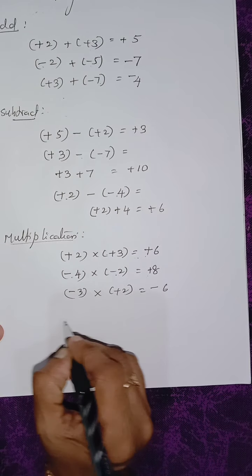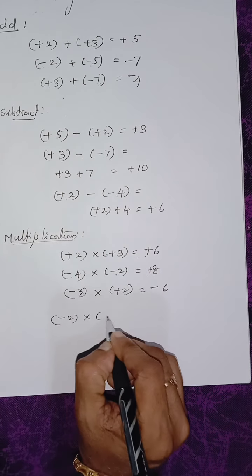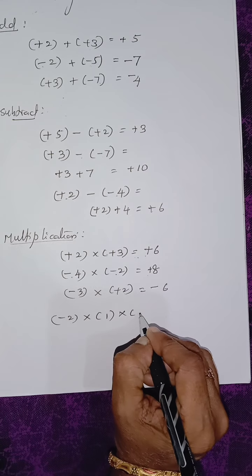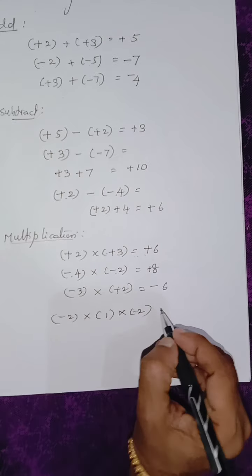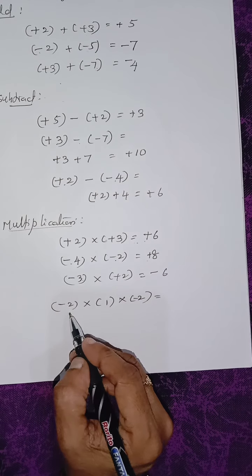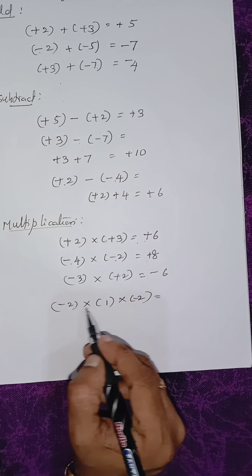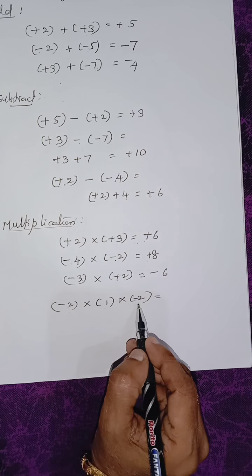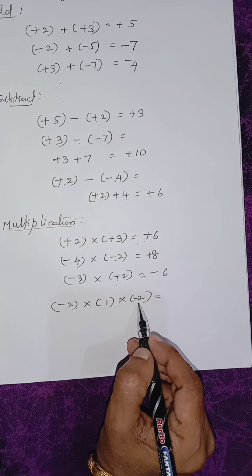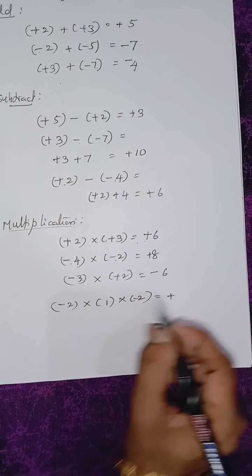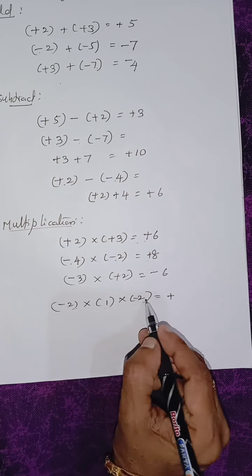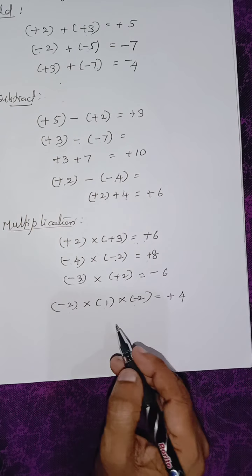For example, if the negative sign is repeating twice, okay. Now I have written the question: negative 2 into 1 into negative 2. So negative is repeating twice. When an even number of times is negative, then it is positive. So 2 into 1 is 2, 2 2s are 4. So it is positive 4.